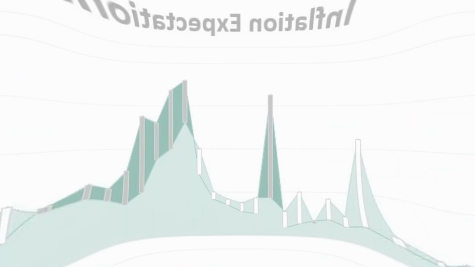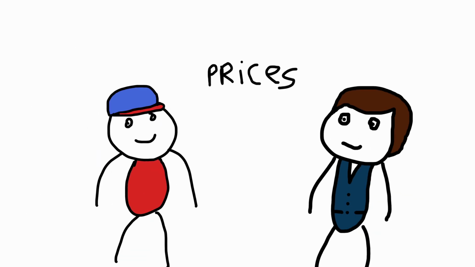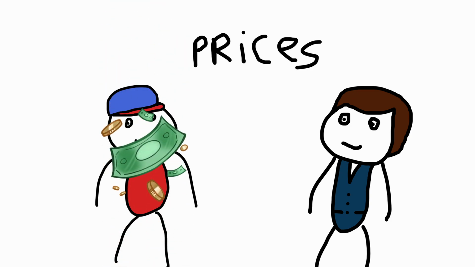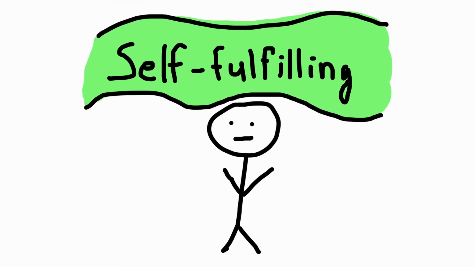Expectations. Inflation expectations can also contribute to actual inflation. If individuals and businesses expect prices to rise in the future, they may adjust their behavior by demanding higher wages or raising prices, which can lead to a self-fulfilling prophecy of inflation.